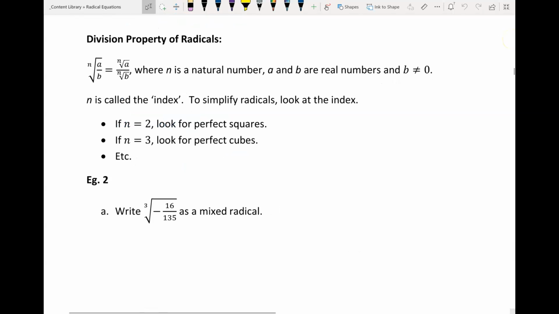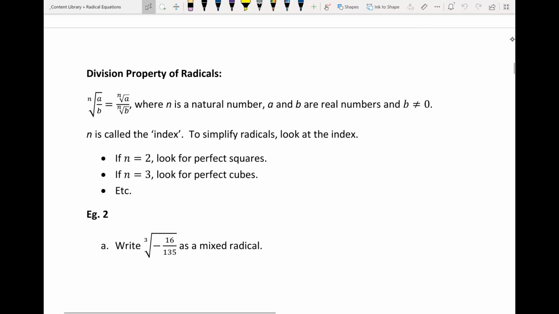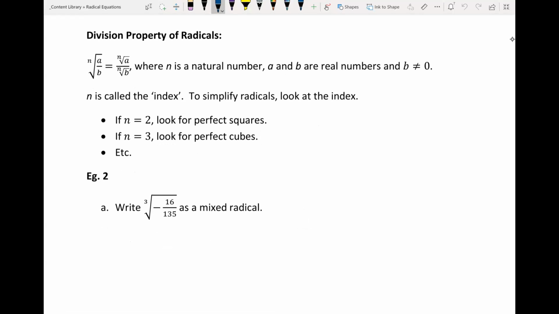The division property of radicals is fairly similar. So if you have the nth root of a over b, you can separate it so it's the nth root of a over the nth root of b. So for example, let's just say that we have the square root of 9 over 4. You can rewrite this as the root of 9 over the root of 4.